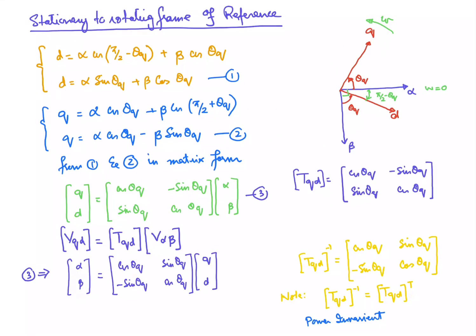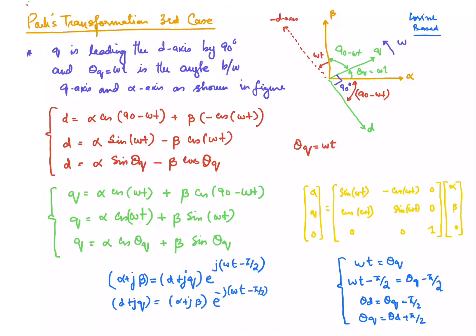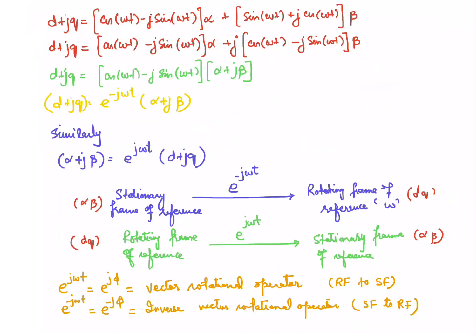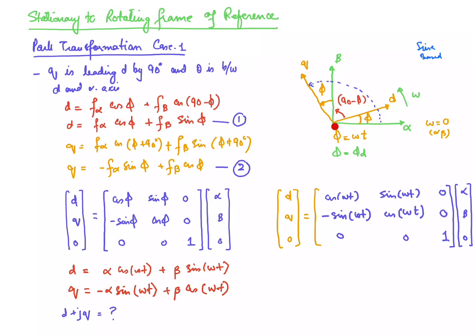Similarly, we have discussed the stationary to rotating frame of reference transformation in the previous videos, and if I go back to the slides used in that video, we can quickly go through this. You can see over here we transformed from the alpha beta to the DQ frame of reference, which is the rotating frame of reference. In this we assumed that beta is lagging the alpha by an angle of 90 degrees, and for that we derived the equations, with the help of which we can find the DQ components if alpha beta is known.